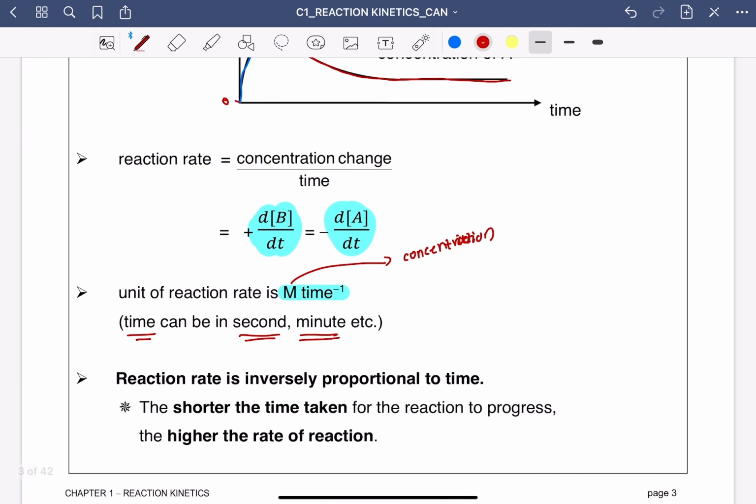So this is like some sort of conclusion: the rate of reaction is inversely proportional to time, which means the shorter the time taken for the reaction to progress, the higher the rate of reaction. Which means the faster it is, the higher the rate of reaction.